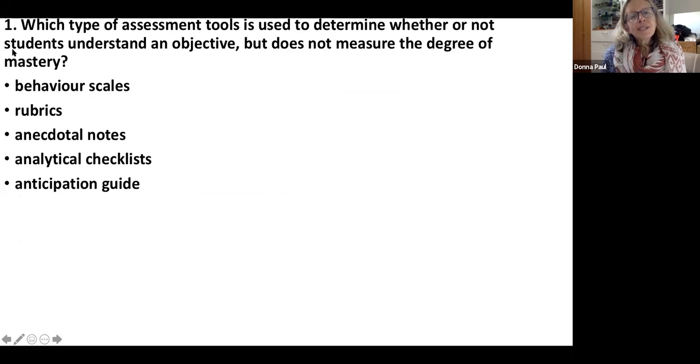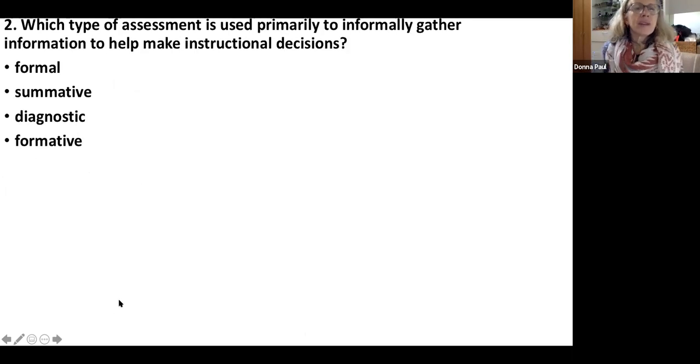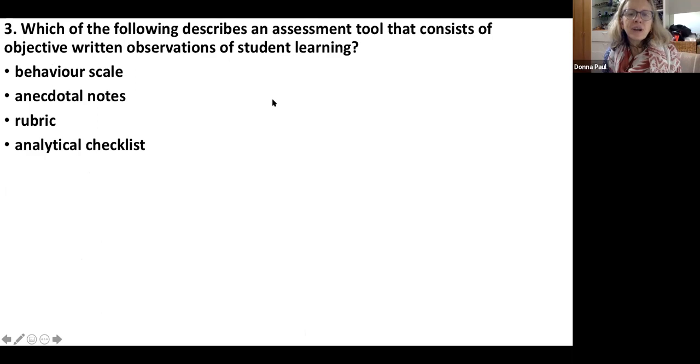So which type of assessment tool is used to determine whether or not students understand an objective? We worked out it is an analytical checklist. And this one, we know if you're teaching pilots English, you want to find out what they know first, where the gaps are, it's diagnostic. And which of the following describes an assessment tool that consists of objective written observations? So if it's observational, then it's anecdotal.